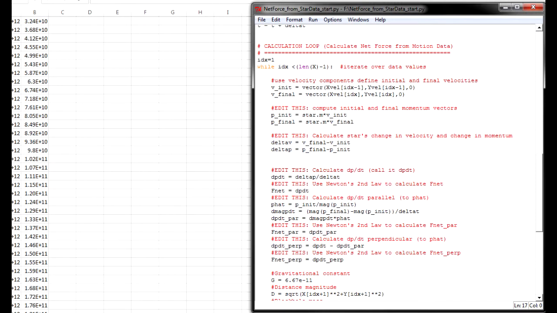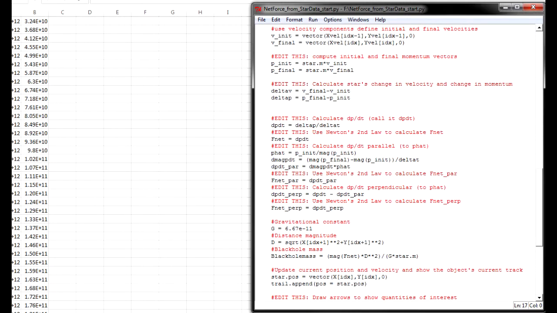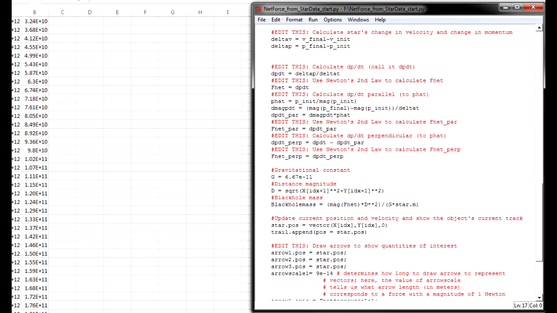The initial velocity is the vector x velocity at index minus 1, comma y velocity at index minus 1, comma 0, and the final velocity is the vector x velocity at index, y velocity at index, comma 0. The initial momentum is star mass times initial velocity, and the final momentum is star mass times final velocity. We need delta v and delta p. Delta v is final velocity minus initial velocity, and delta p is final momentum minus initial momentum. Then dP/dt is equal to F net, and dP/dt is delta p over delta t, changing momentum over changing time.